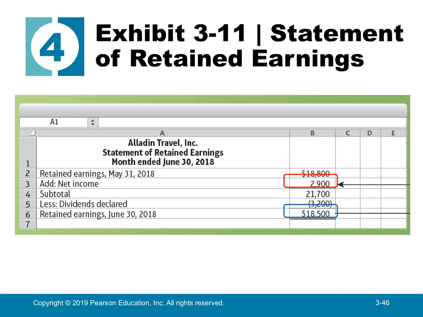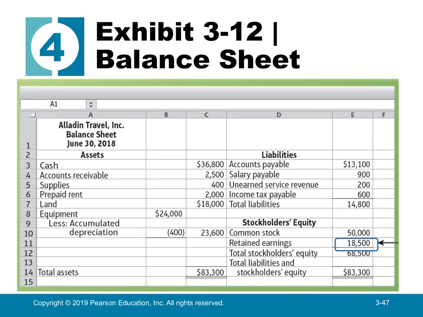Where does that 2,900 go? Well, of course, into the statement of retained earnings. Our beginning retained earnings was 18,800. We now have net income of 2,900 this period. So we have a subtotal of 21,700. We have to subtract dividends. We paid out 3,200 in dividends. Our ending balance of retained earnings, 18,500. Where does that go? Well, the balance sheet, of course.